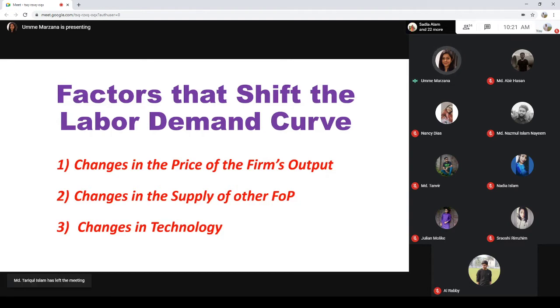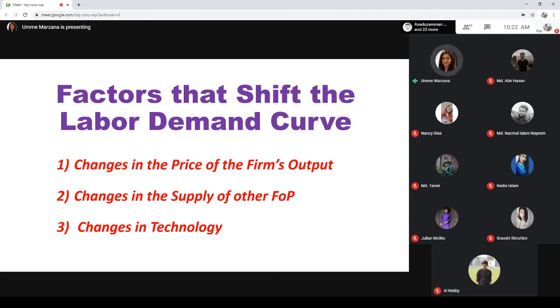So if you're producing, for example, pens, and the price of pens changes in the market, the VMPL will also change. Because any factor of production has derived demand. Its demand comes from the product it is selling. So if there is any change in the product market, like a price change, it will have an impact on the demand for the factors of production needed to produce that product. If the price goes up, VMPL rises, and demand shifts to the right. If the price of the good you're producing goes down, VMPL falls and the labor demand curve, or the VMPL curve, shifts to the left.